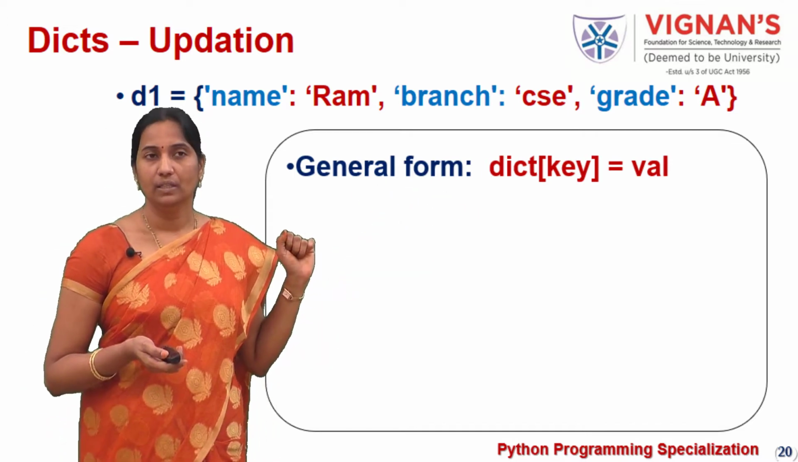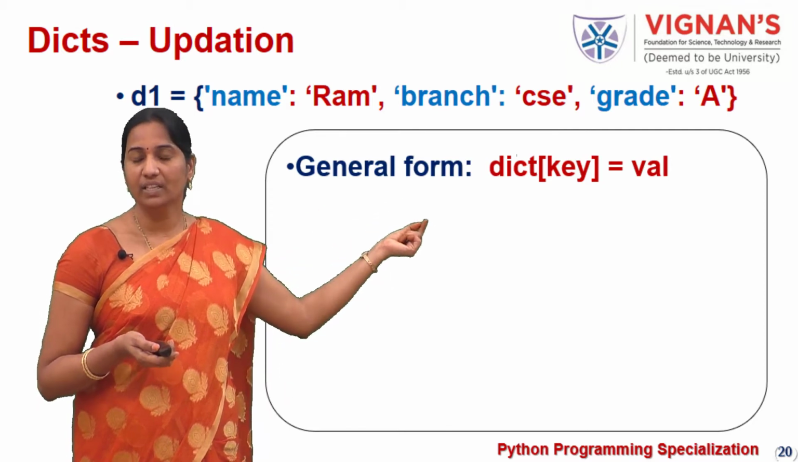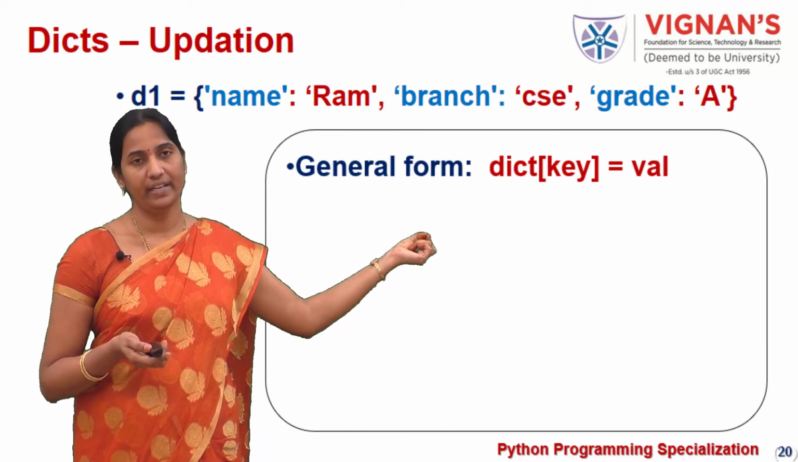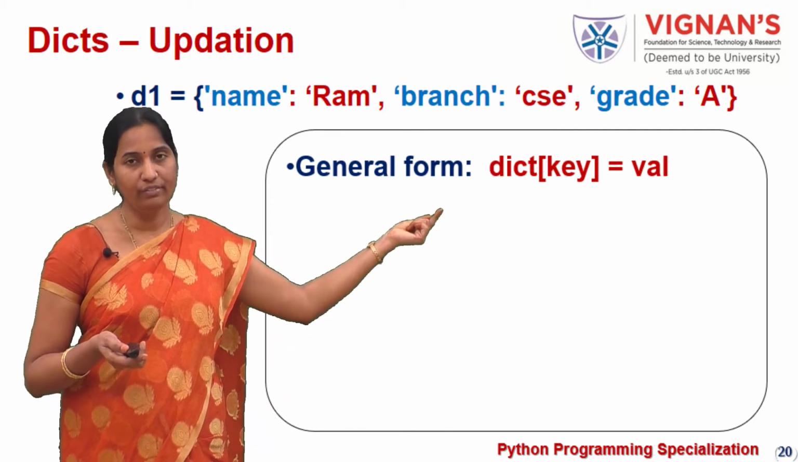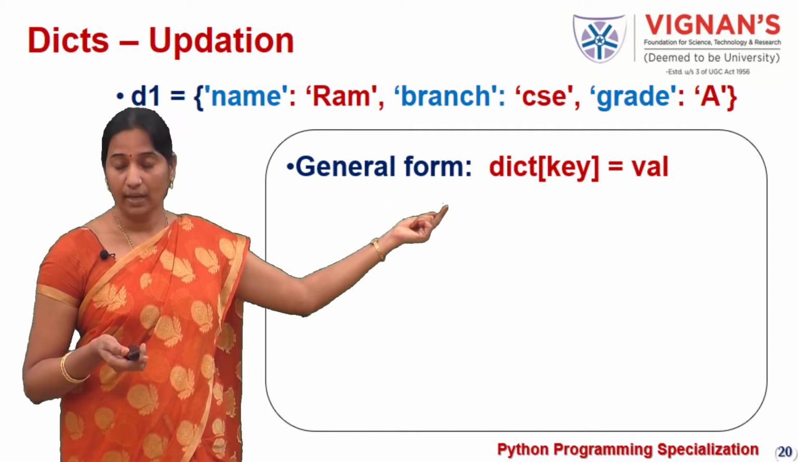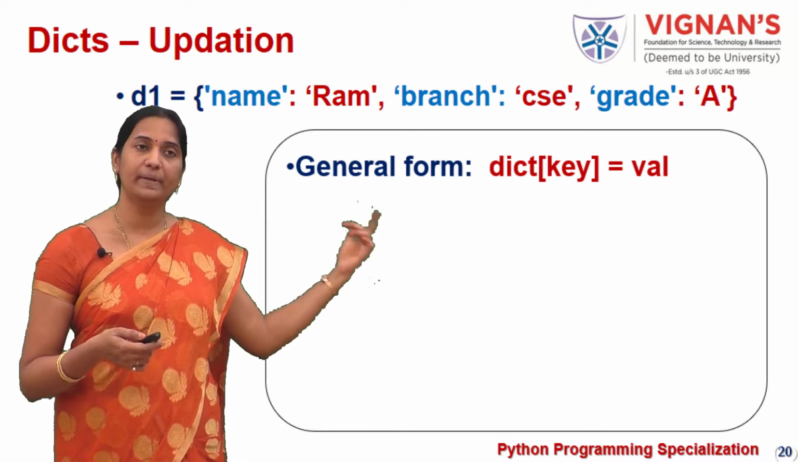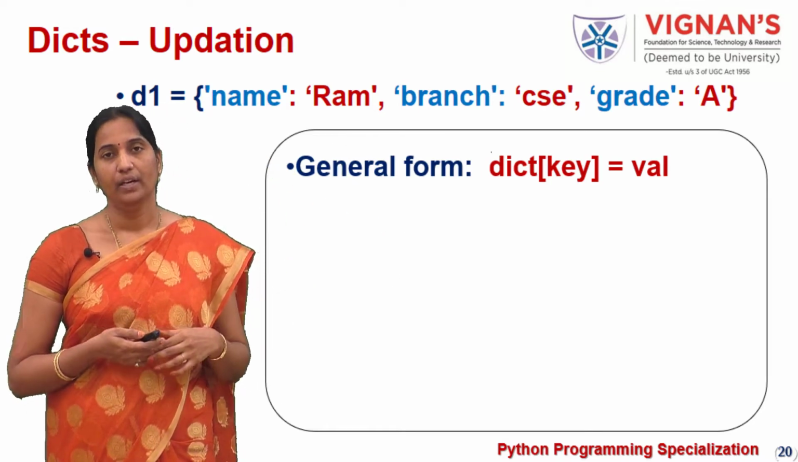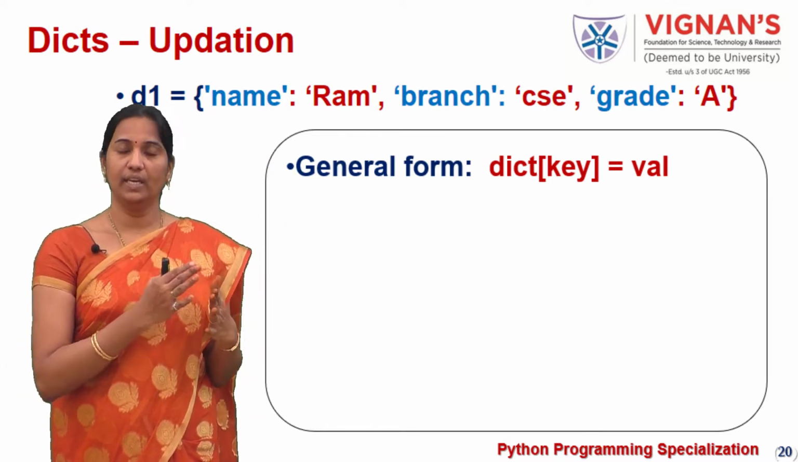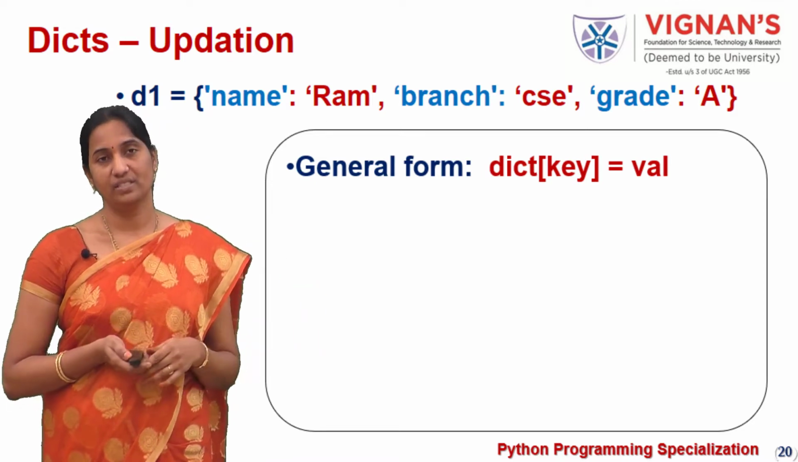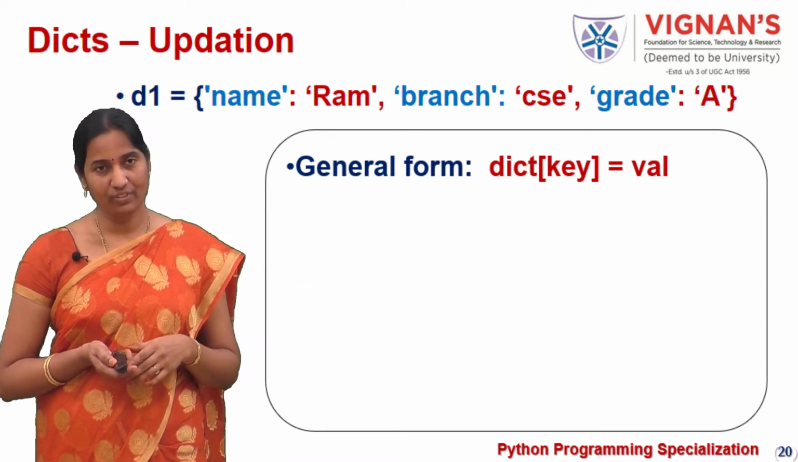So the general form is dict of key equal to value. In the dictionary, if that particular key you are passing is available already, then the value of the existing key is updated with this new value, and in case the key is not already present in the dictionary, then your element along with this key is added as a new element to the existing dictionary. So now let's see some of the examples.